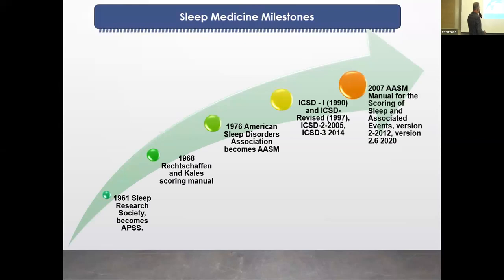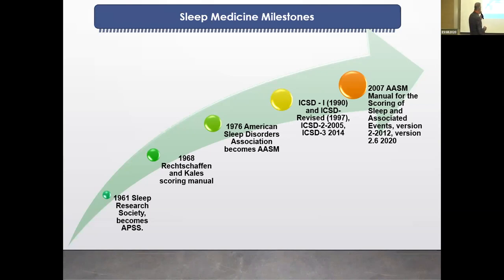Sleep medicine milestones. In 1961, the Sleep Research Society became APSS, and it is the most famous. In 1968, Rechtschaffen and Kales and colleagues described this manual. It was my first visit to America, Stony Brook, where Dr. Muhammad Amin and Dr. Gold gave me the Rechtschaffen and Kales manual for the scoring of staging of sleep for one night.